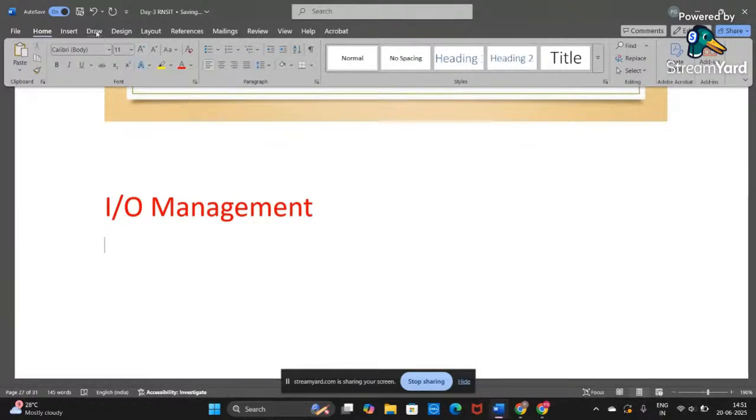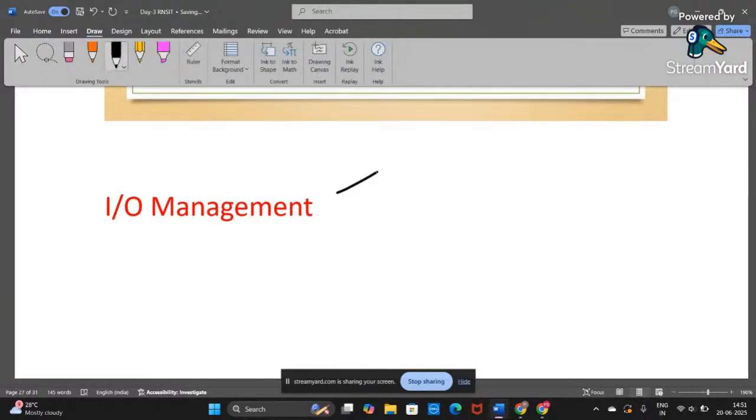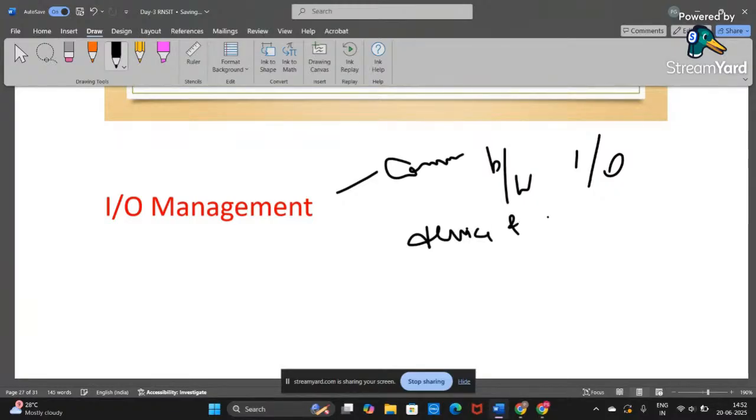It uses device drivers. It mainly manages communication between input and output devices and the system. To manage this, it uses device drivers.